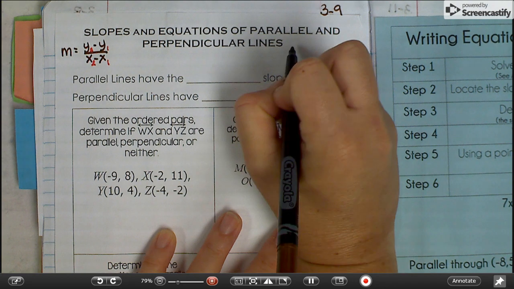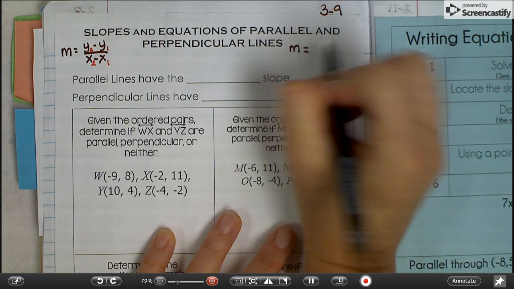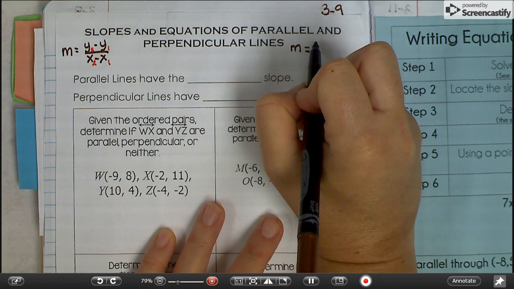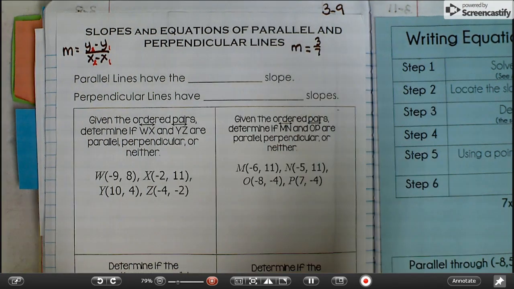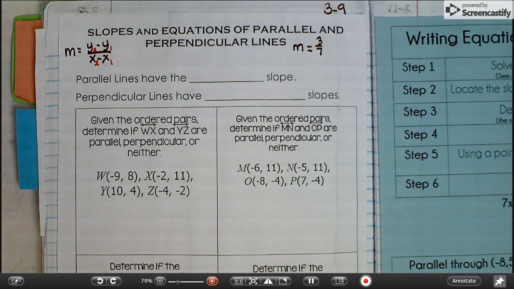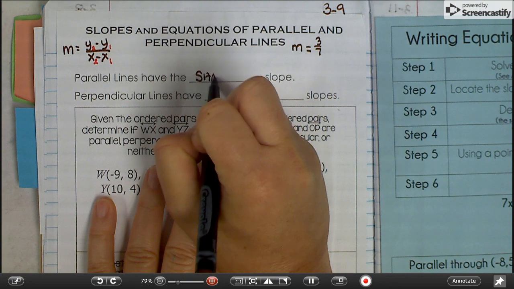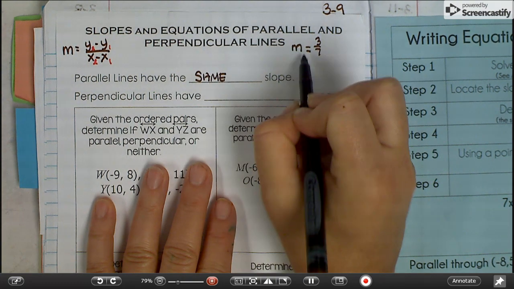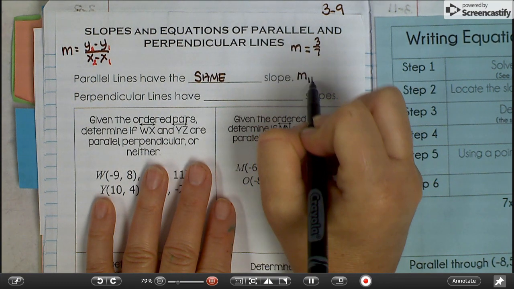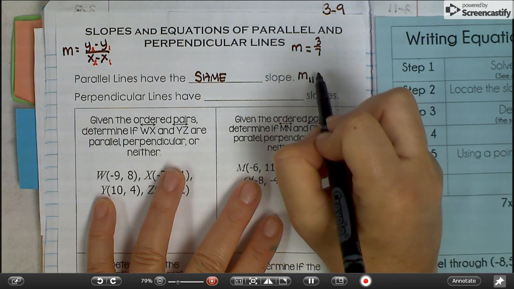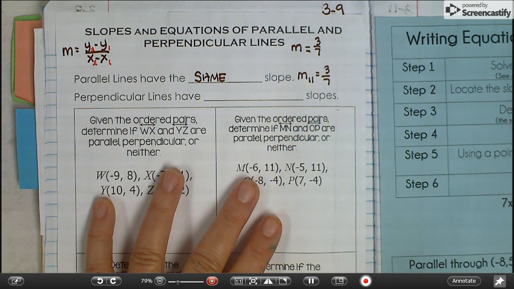I'm going to make up a slope here just as an example. Let's say we'll have the slope 3/7 as our basic slope. We have a line, it's got a slope of 3/7, and we're going to show how that changes when the lines are parallel or perpendicular. Parallel lines have the same slope. So if you had a line that was parallel, I'm going to put the little parallel symbol there, it would have still a slope of 3/7.